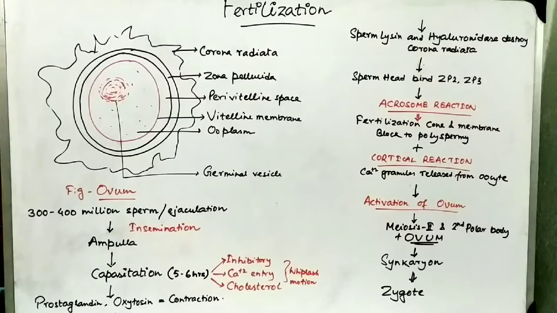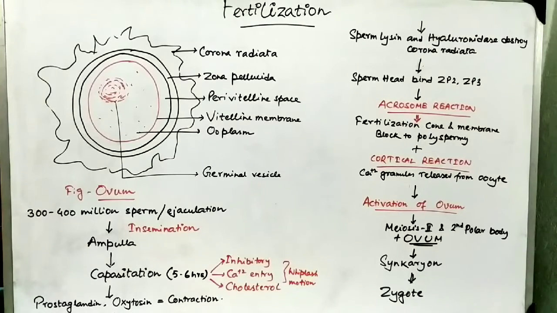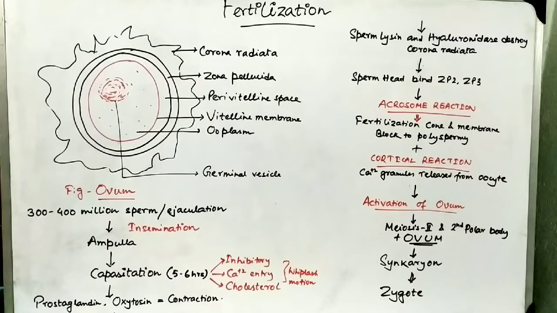Today I am going to discuss fertilization. Fertilization means the union or fusion of the two gametes, and humans are organisms which undergo internal fertilization. So the fertilization in human is internal.